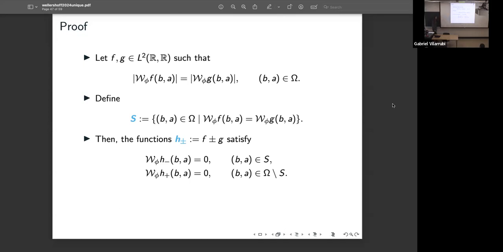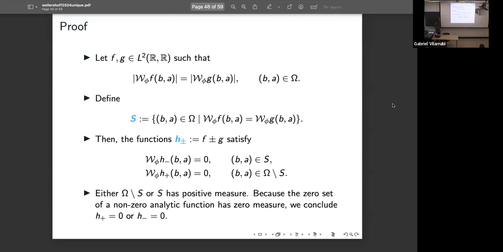It's kind of the main trick, right? That's sort of the trick, saying the complement property. And so what does this mean here? Because omega has positive measure, either the complement of S or S must have positive measure, but both of these functions are real analytic, and a non-zero real analytic function has a zero set that has zero measure.